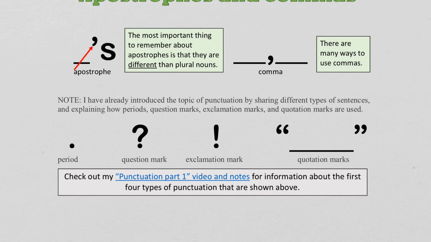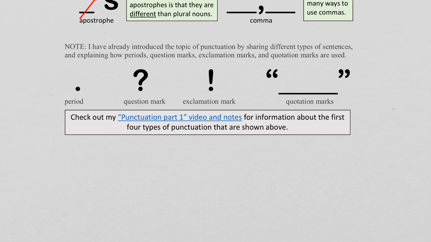The most important thing to remember about apostrophes is that they are different than plural nouns. With this video, we could say that it is Andrea's video. So apostrophes show possession. That's one way that they're used. They show possession. So Andrea's video, it's my video. The video belongs to me. And then in terms of commas, there are many ways to use commas, which I will explain in this video.